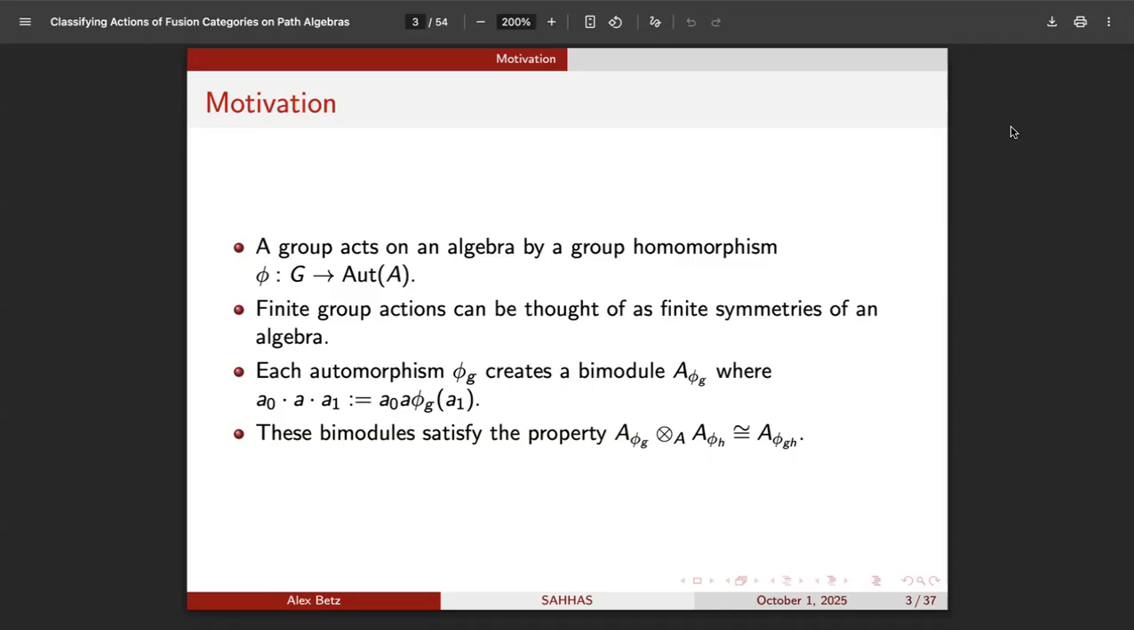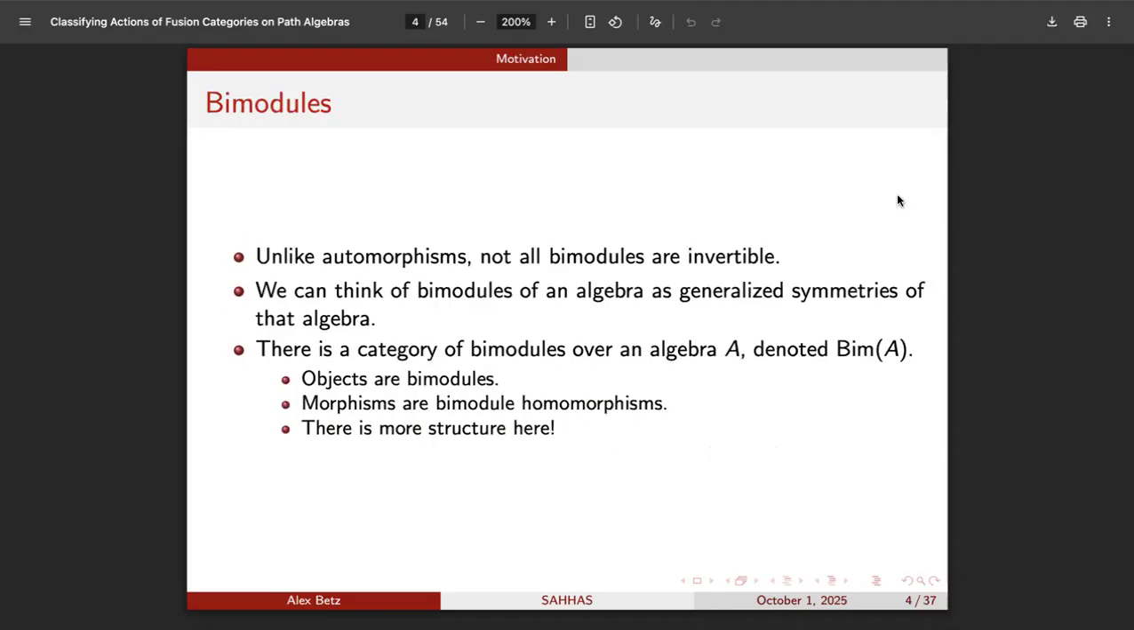And so, unlike automorphisms, not all bimodules will be invertible, right? An automorphism is an isomorphism, so it has an inverse. But through this example, you can think of bimodules of an algebra as generalized, or non-invertible, symmetries of that algebra. And we can study that through the category of bimodules over that algebra. We denote this category BIM-A.